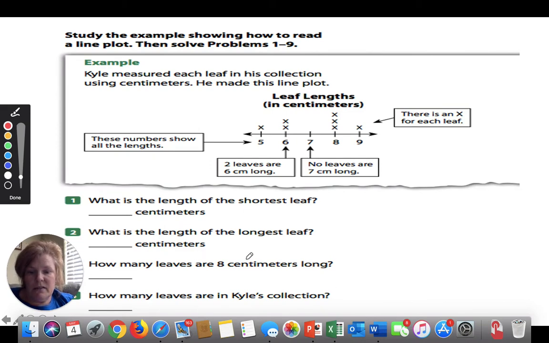How many leaves are 8 centimeters long? 8, you have 3. 1, 2, 3. So this would be 3. Of course, it's going to go away, but anyway, how many leaves are in Kyle's collection? We have one. So 1. There we go. 1.